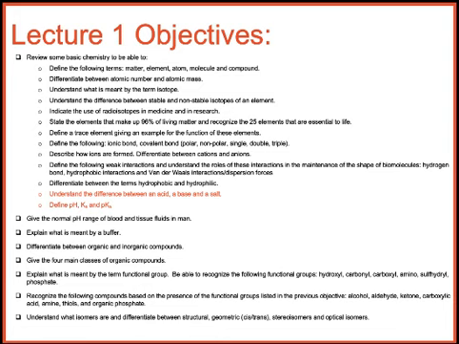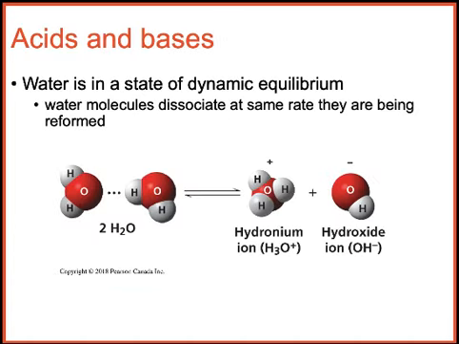So the last little chem subject that we need to do is some acid and base stuff. So water, okay, is in a state of dynamic equilibrium. Water molecules dissociate at the same rate they are being reformed. So you have two H2Os here, and they can dissociate into hydronium and hydroxide. Hydronium, we used to always write H+, but now we're in big boy chemistry, so we know that it's a hydronium. It makes sense. Look at those two H2Os. One of the H's needs to go to the other water molecule. The other one is a hydroxide.